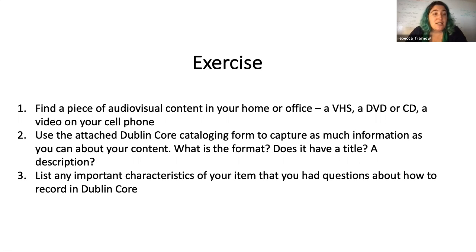So the exercise is simply to find a piece of audiovisual content in your home, whether that's a VHS tape, a DVD or a CD, or a video on your cell phone. And then use the Dublin Core cataloging form that was attached to the exercise to capture as much information as you can about your content. What is the format? Does it have a title and a description? Can you come up with these things?